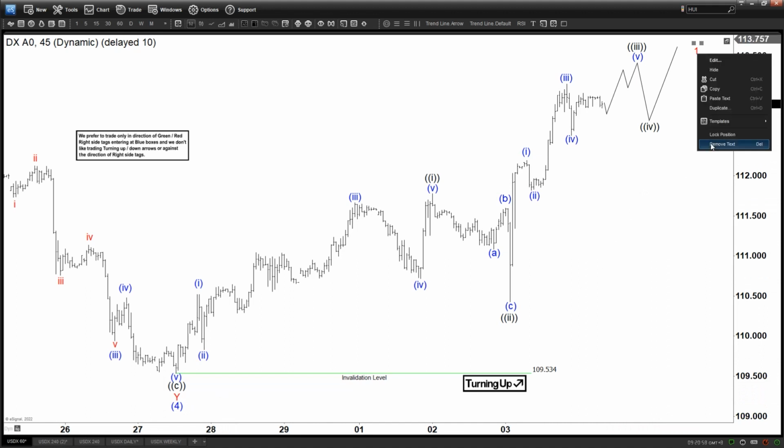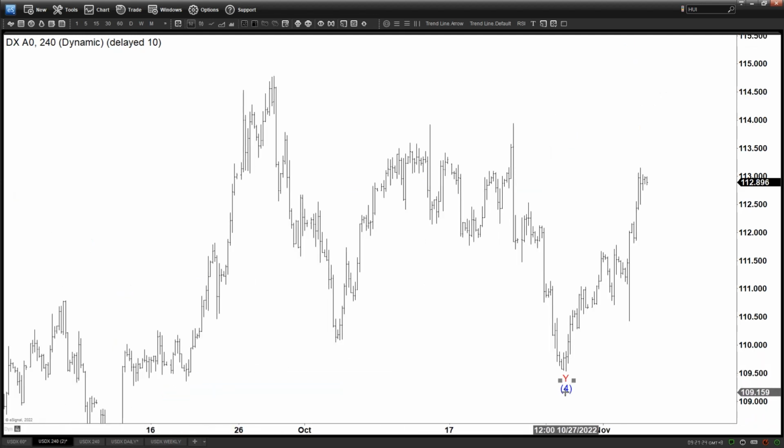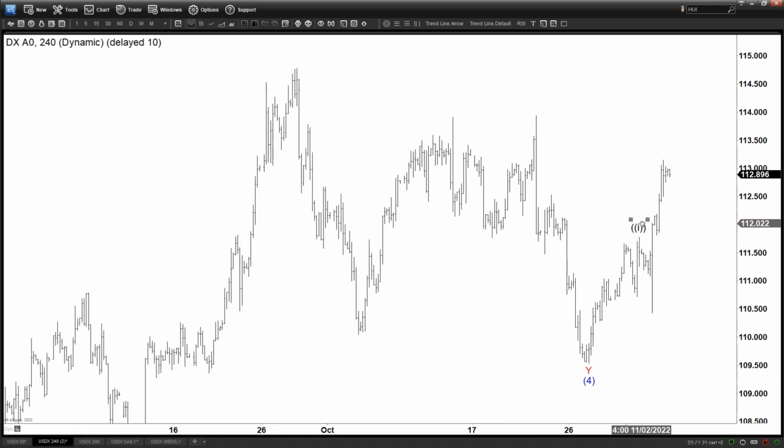Okay, so the idea here is as long as we stay above 109, we may continue to see the upside. You see the arrow is turning up in black, not green, and the reason for that is if we zoom out, let's say we zoom out into the 4 hour, and I will be placing the Y in the 4 here, so keep in mind the position here in the 4 hour time frame. So if I switch on the 4 hour, this is the Y and the 4, right? So it's just a zoom out version here, and I can copy a couple more here from the 45 minutes chart and transfer it here.